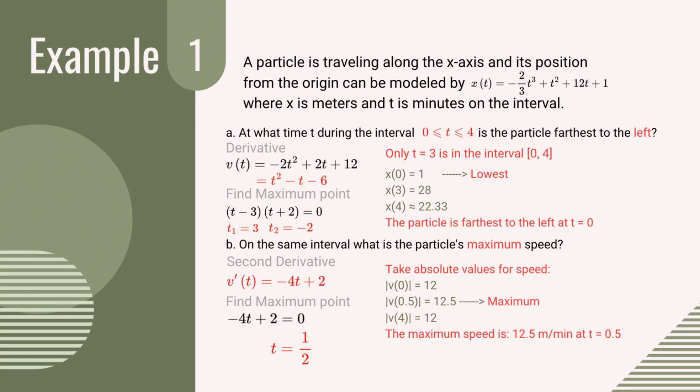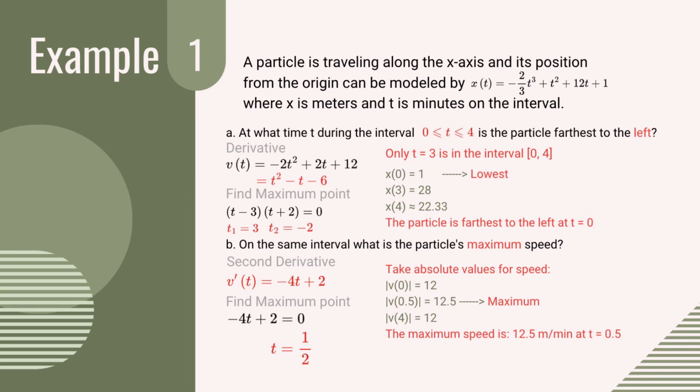A particle is traveling along the x-axis and its position from the origin can be modeled by function x, where x is in meters and t is in minutes, on the interval. The question A: at what time t during the interval between 0 and 4 is the particle furthest to the left? First we need to know there are two pieces of information in this question.